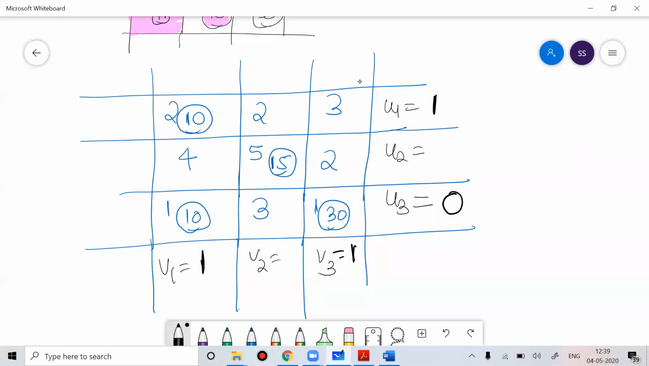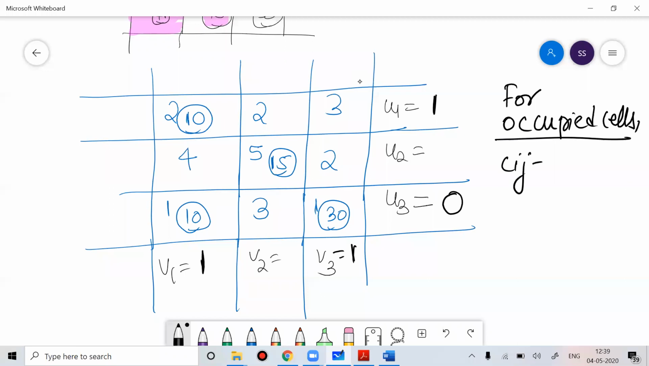So same formula for occupied cells. So I'm using it for occupied cells. For the occupied cells, we are using the formula Cij equal to Ui plus Vj. With that, I fill in this value.